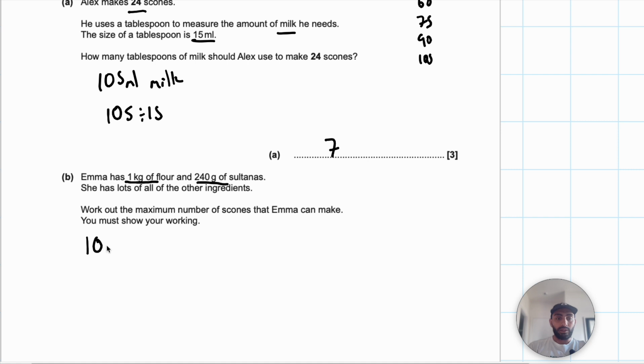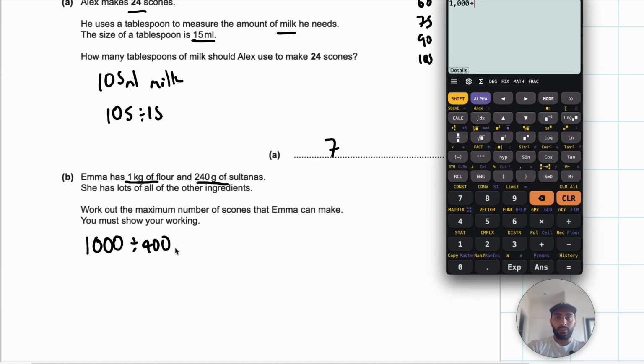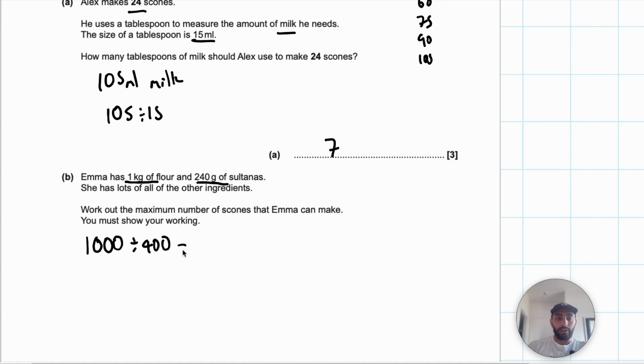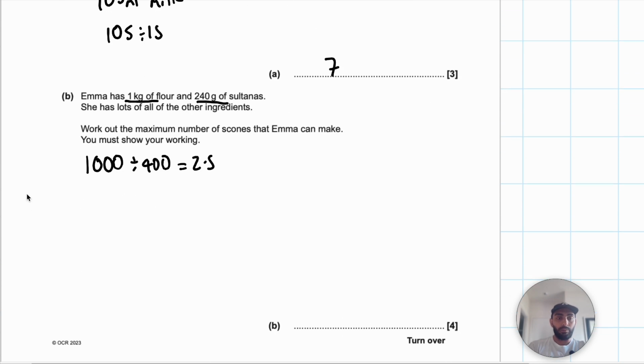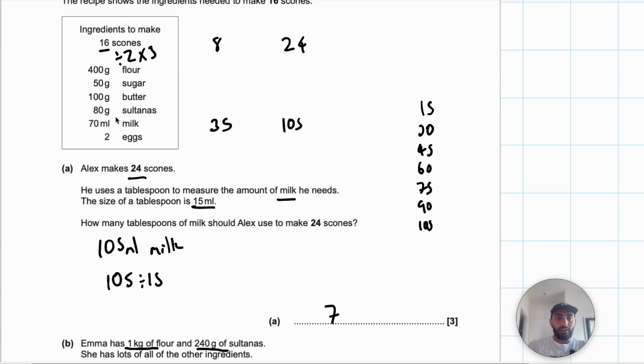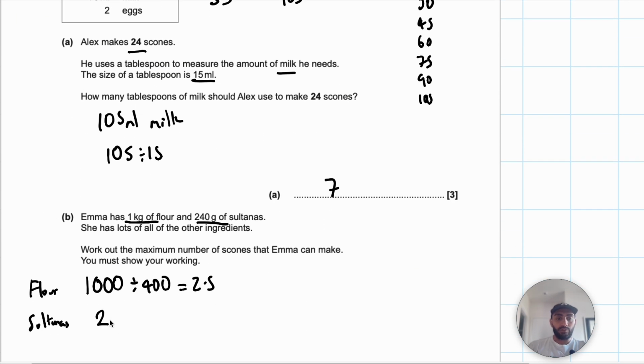1 kilogram is the same as 1000 divided by 400, which is 2.5. This tells me I can make this recipe 2.5 times. So that's the flour done. Let's do the sultanas. It's 240 grams, and I need 80 grams of sultanas. So 240 divided by 80 tells me I can make this recipe 3 times.